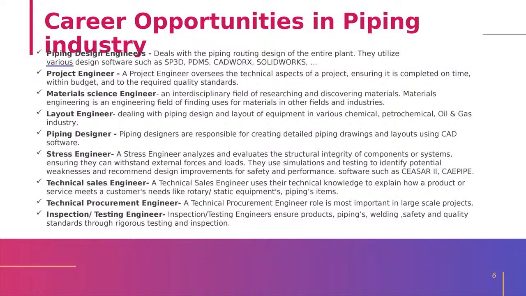And then technical sales engineer. Other than the piping field, if you are producing any product like pumps, compressors, or any vessel, static equipment, whatever we are manufacturing, there will be a technical sales engineer who knows how to explain the product to the customer, what it is, what MOC it is made of, whether it is rotary equipment, static equipment, or any piping items like valves, pipes, fittings, any special items like bellows, strainers, everything. He will be the one who explains to the client. He will be the technical sales engineer, and then technical procurement engineer.